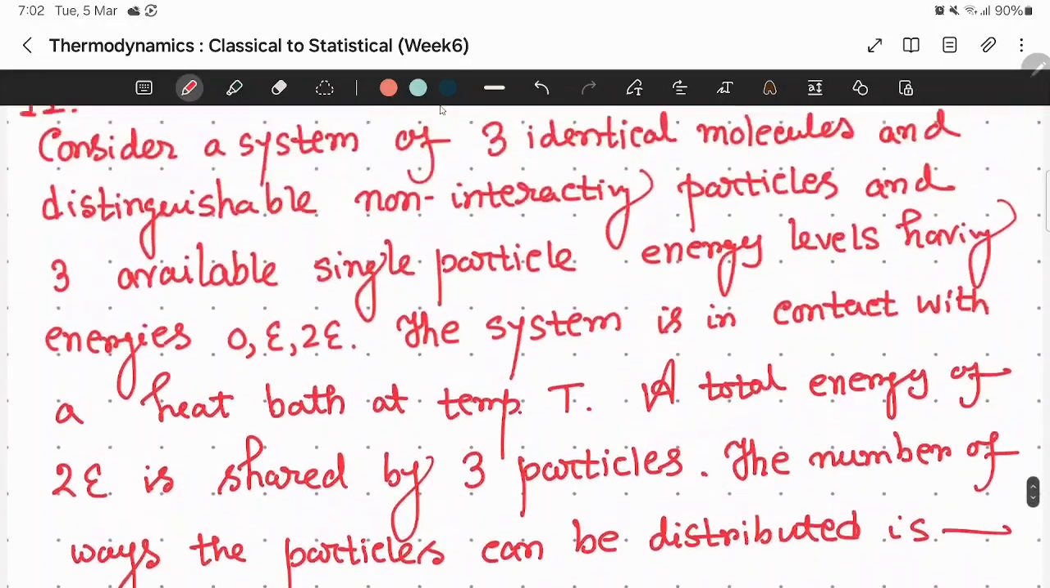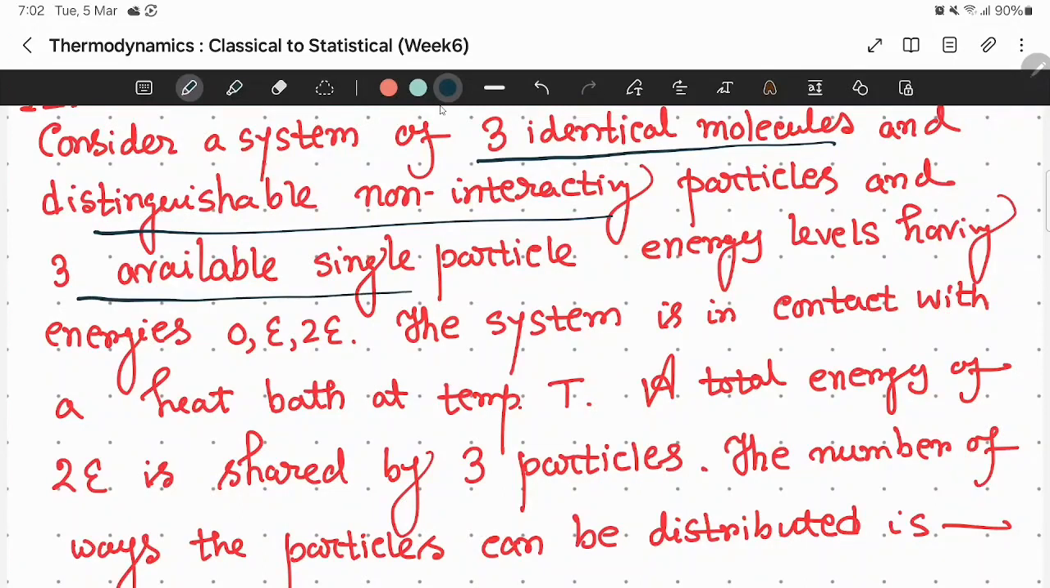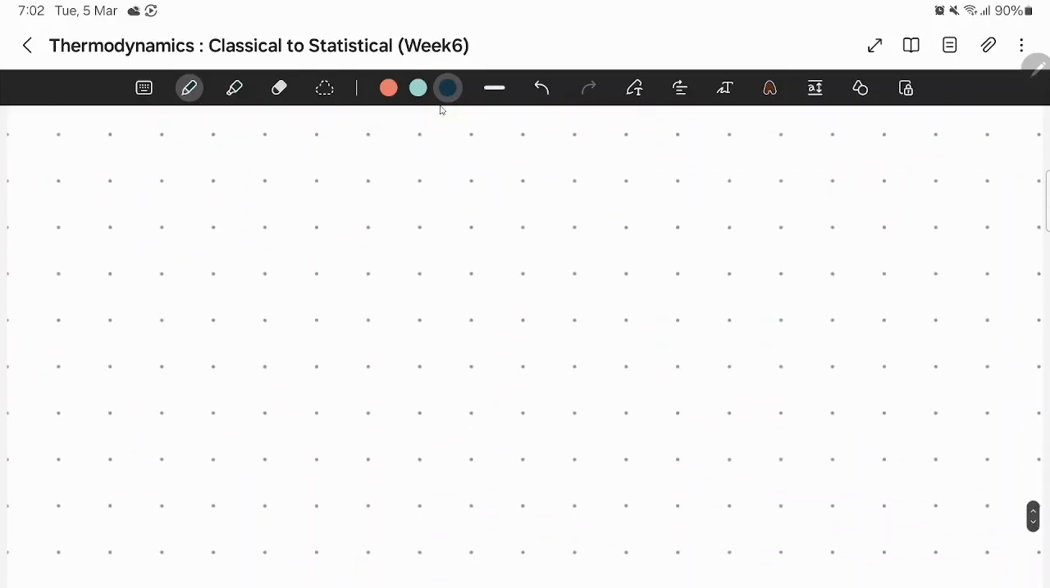Okay, so it's a long question. First, there are three identical molecules. These are distinguishable and non-interacting, we know. And there are three energy levels having the energy 0, epsilon, 2 epsilon. Now we have to find the number of orientations so that the total energy is 2 epsilon. That's the case. Everything is the same.